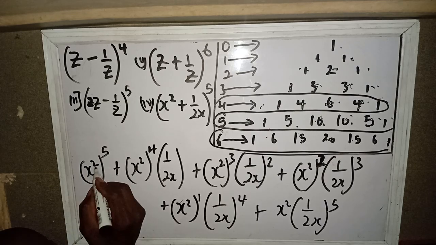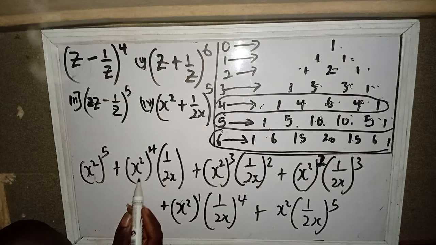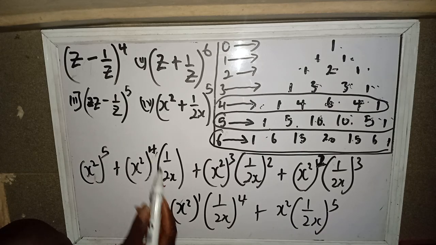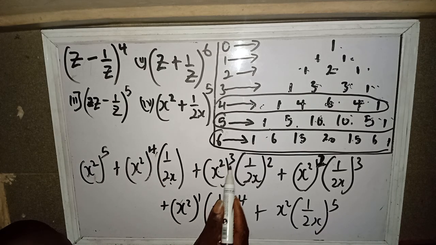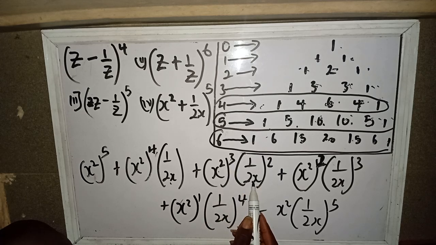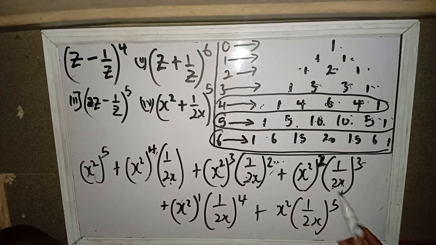Very easy. Then this one will give you x raised to power 10. This one will give you x raised to power 8 divided by 2x. This one will give you x raised to power 6 divided by 4x square. No, this 1 square is 1. 2 square, that's 4x square. So this one will give you x raised to power 6 divided by 4x square. This one will give you x raised to power 4 divided by 8x cube, because 2 cube is 8. This one will give you x square divided by 16x to the 4. 2 raised to power 4 is 16. This one will give you x square divided by 32x to the 5. Very easy. That's just it.